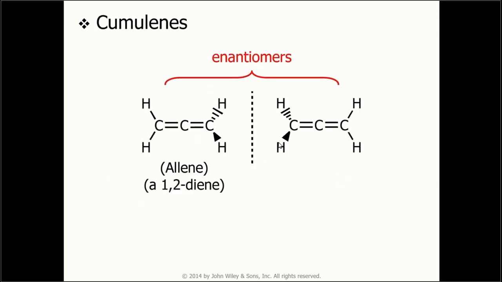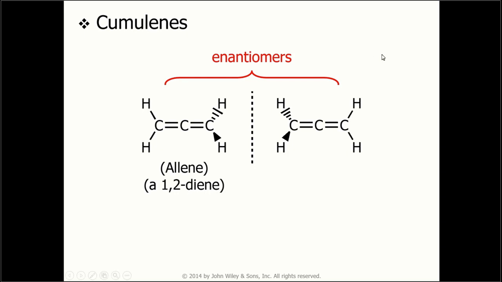Cumulenes are a quirky class of molecules where instead of the double bonds being conjugated, we've brought them even closer together. So instead of alternating double bond, single bond, double bond, now we have double bond right next to another double bond. And you might think that makes it even more stable and gets more interaction between those double bonds, but actually it does the opposite. What happens is these p orbitals are no longer coplanar with each other. The central carbon atom is sp hybridized.